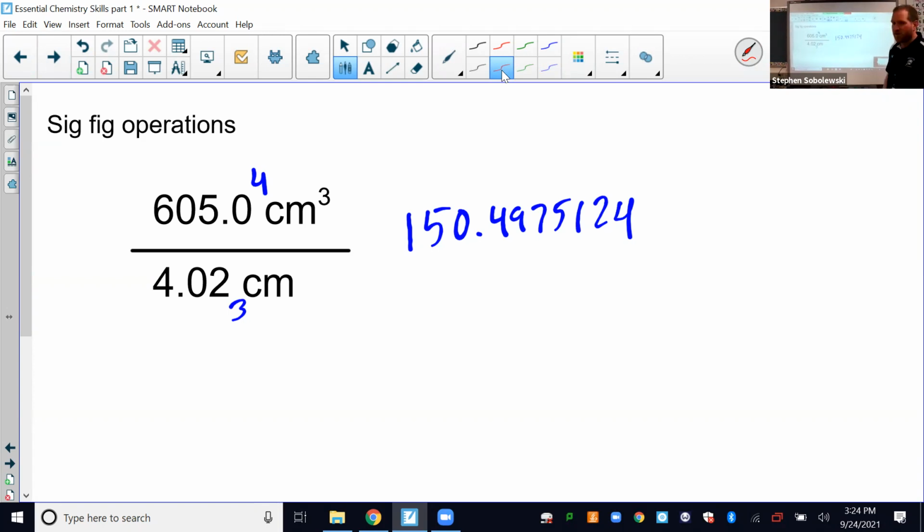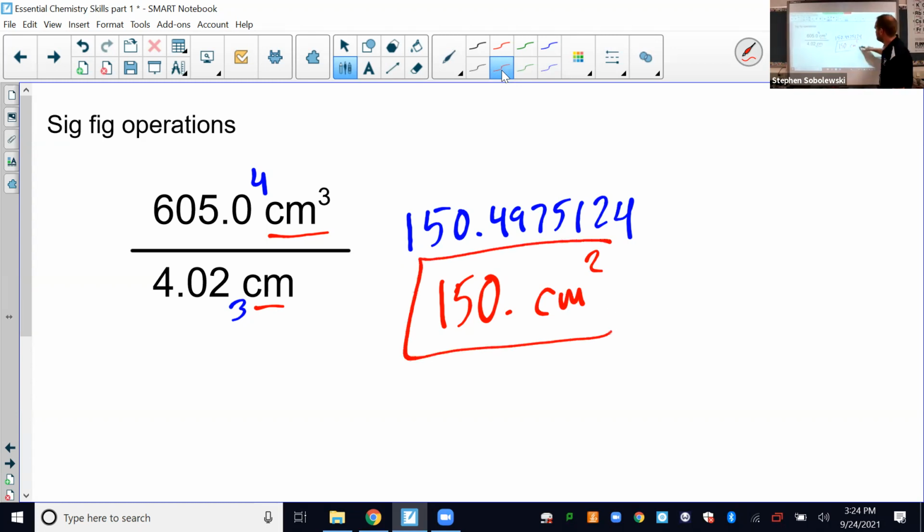So you can't call it 150. You can't round it to 151. You have to call it 150 point. Now for our unit, centimeters cubed divided by centimeters. This would be like if you're trying to find an area, like the surface area of a box. The cubic volume divided by one of the lengths or the heights will give you centimeters squared. It's like in math class, x cubed divided by x, x squared.